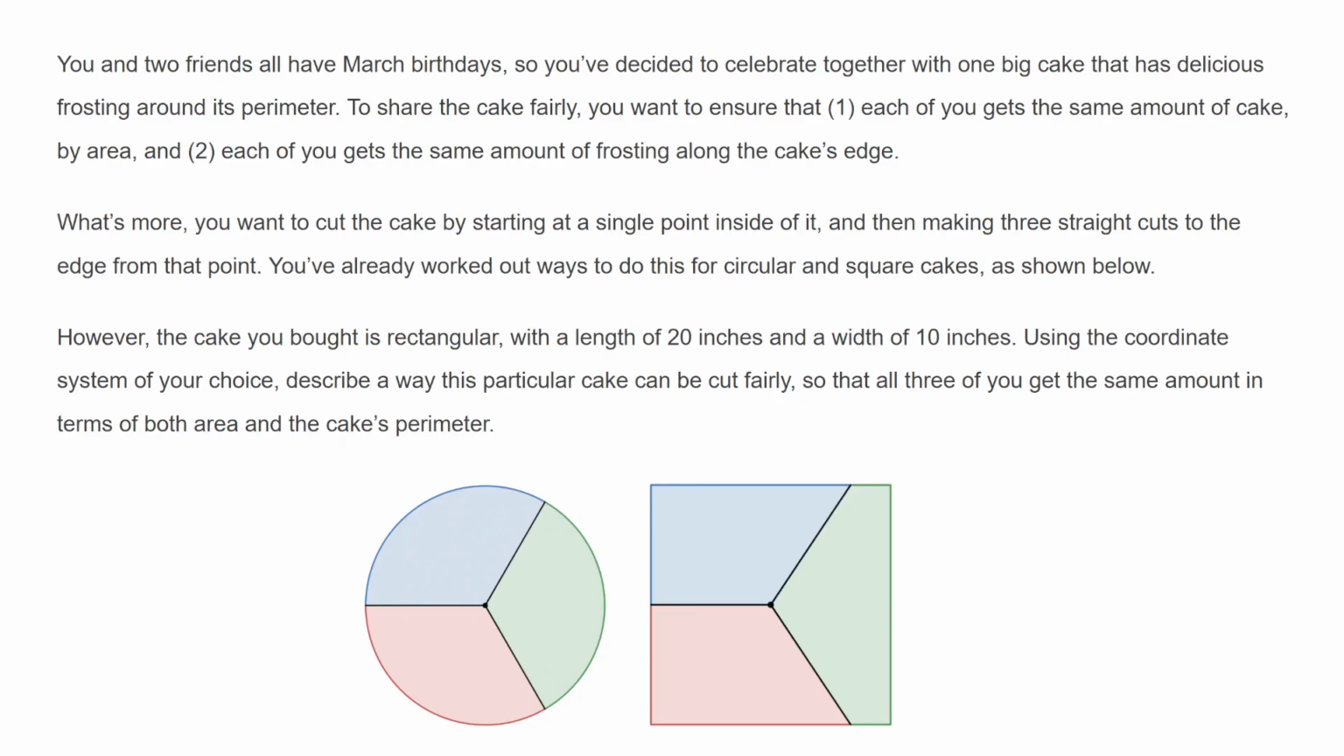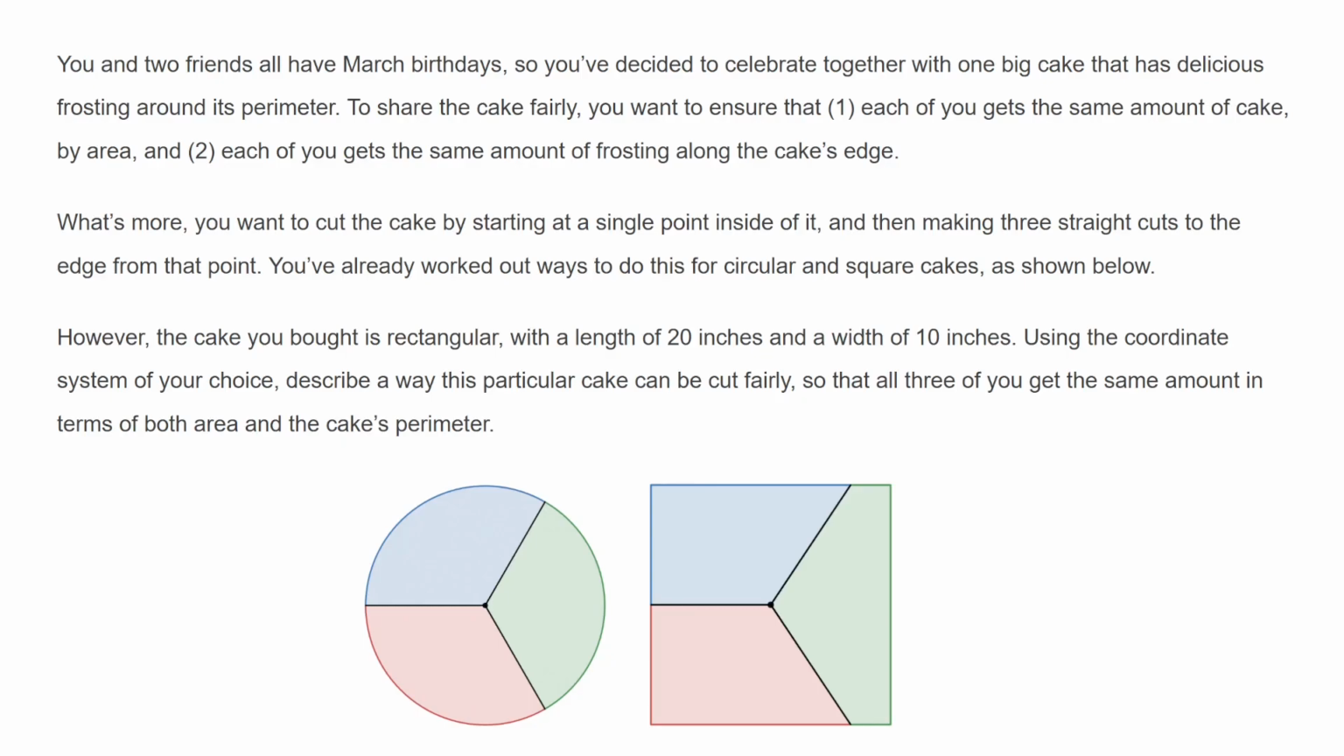Anyway, so what is the problem this week? It is a cake splitting problem. So we've got a cake. It happens to be a rectangle. We want to divide the cake among three people fairly. And fairly in this context means that there are two conditions on how to be considered fair.